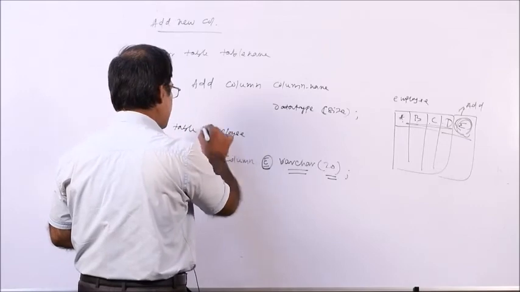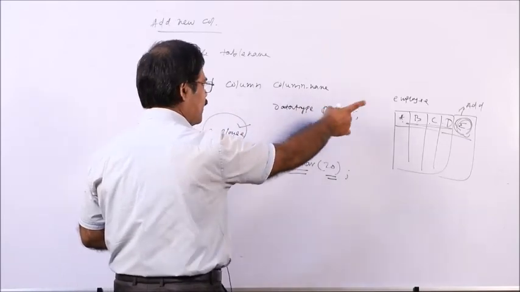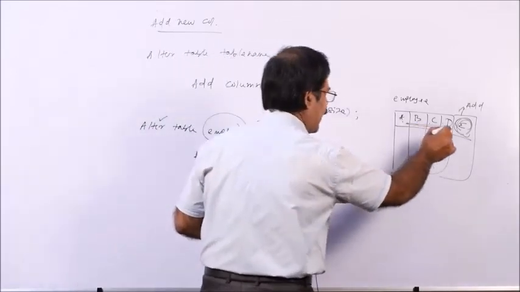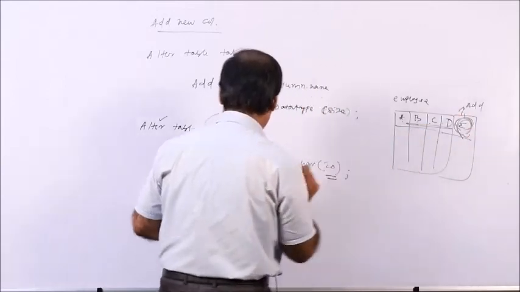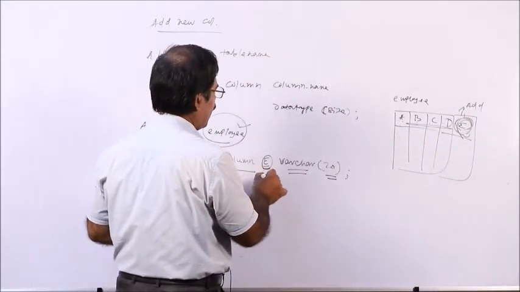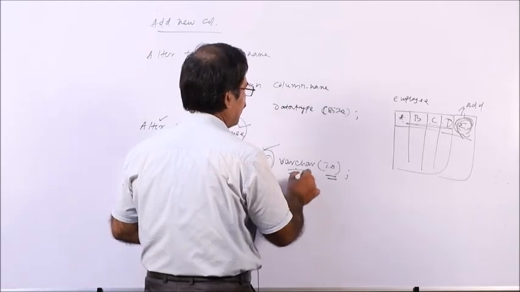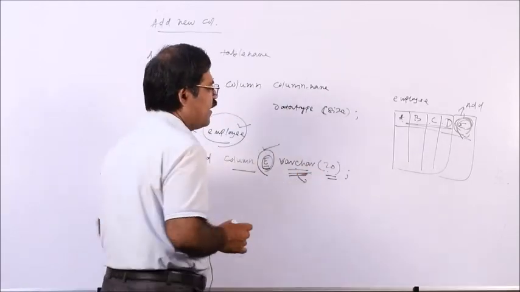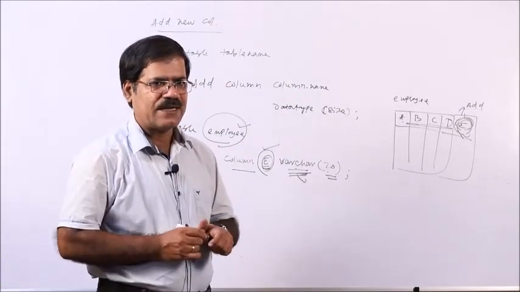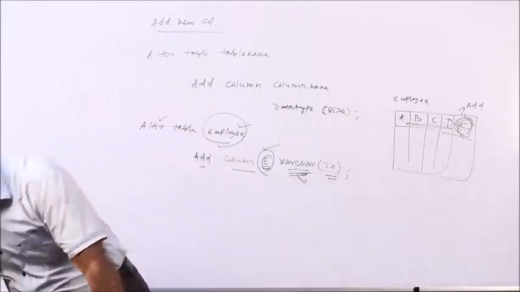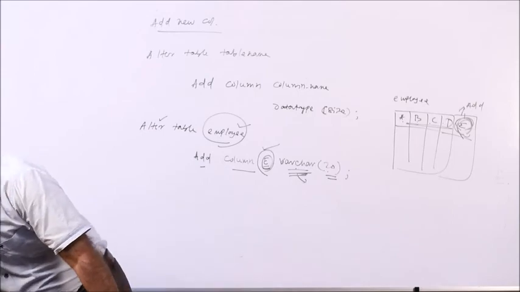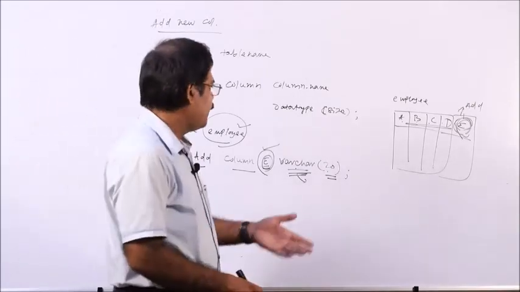Alter, which table do you want to alter? The original table name is employee. What column do you add? The column name is E, I want to add E. Add column, column name is E. What is the data type? Let it be a variable character type. What is the size? Let the size of E be 20. That means a new column is added, and its size is 20.